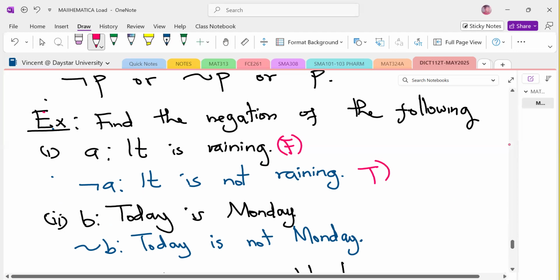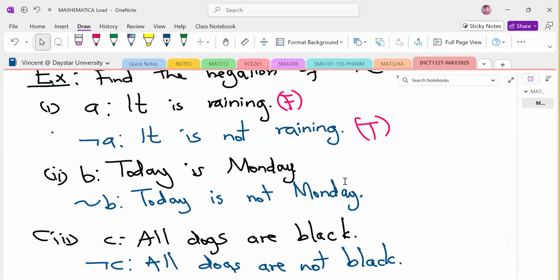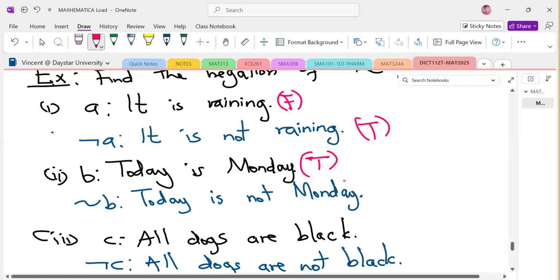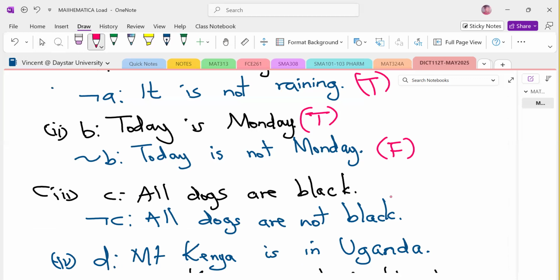Then, okay, this one is common to all of us. When you say today is Monday, with respect to today, is it true or false? True. So therefore, the truth value of this one is T. Now, today is not Monday will be false. Then, all dogs are black. Is it a true or false statement? It's false. And then when you say all dogs are not black, true.